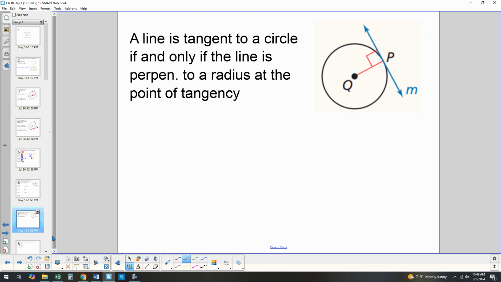A line is tangent to a circle if and only if the line is perpendicular to a radius at the point of tangency. So if I see that I have a radius and it's perpendicular to a line here, that means that line had to be a tangent line. And the reverse is true. If I know that there's a tangent line there and I connect a radius to it, then I can automatically assume there's a right angle there.